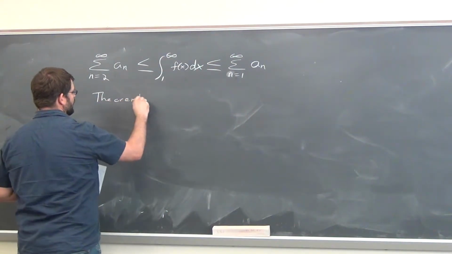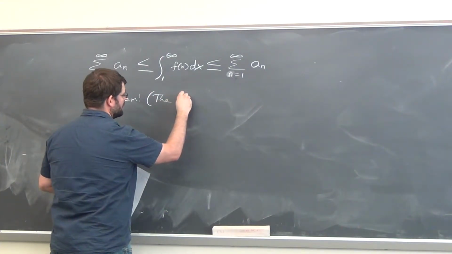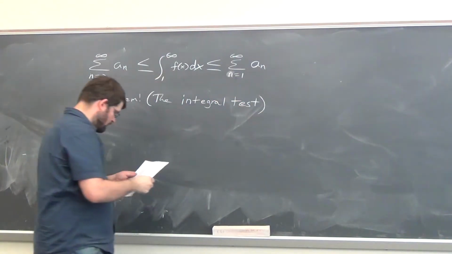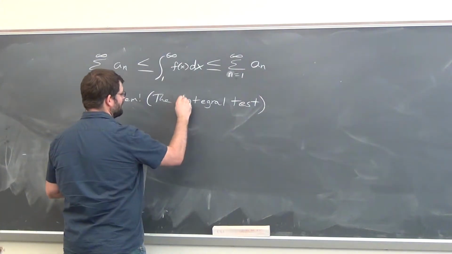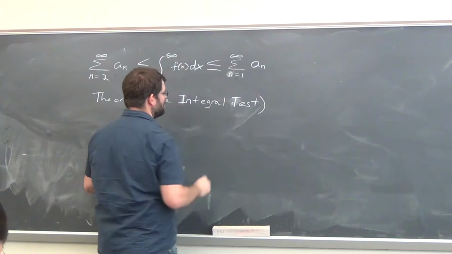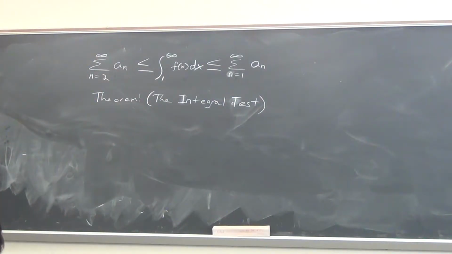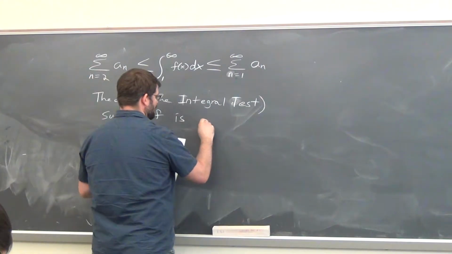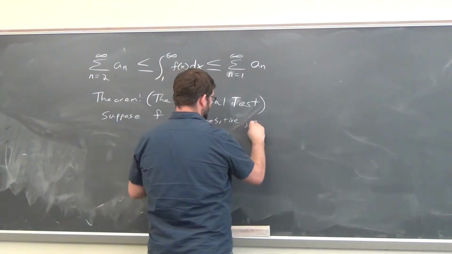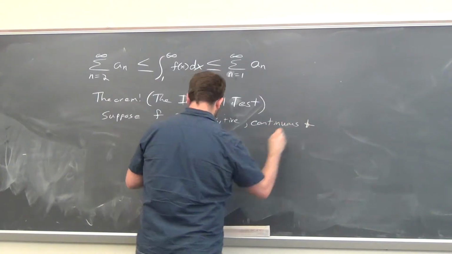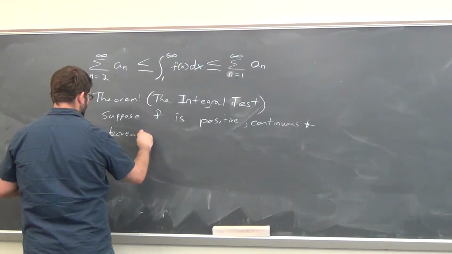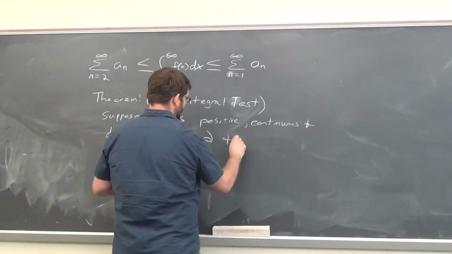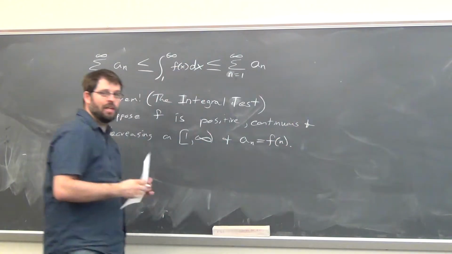So here's the theorem. The integral test. Maybe it deserves to be capitalized. Okay. So again, some initial things that I waved my hands at over there. Suppose that you have f and it's positive, continuous, and decreasing on 1 to infinity, and a sub n equals f of n.